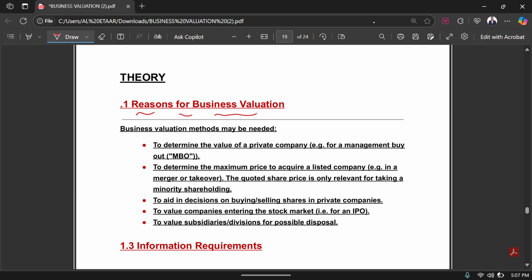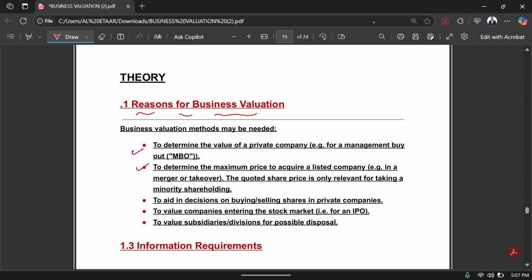So the first point says to determine the value of a private company, for example for a management buyout, MBO. MBO is basically management buyout, where the management decides to buy out the company. So if they want to buy a company, or if you want to determine the value of a private company, how would you do that until you do the valuation of the business? It is because of the valuation of the business that you get to know what's the maximum price that I can go for, or what's the fair value that I should acquire this company for, right? So these 2 points say the same thing.